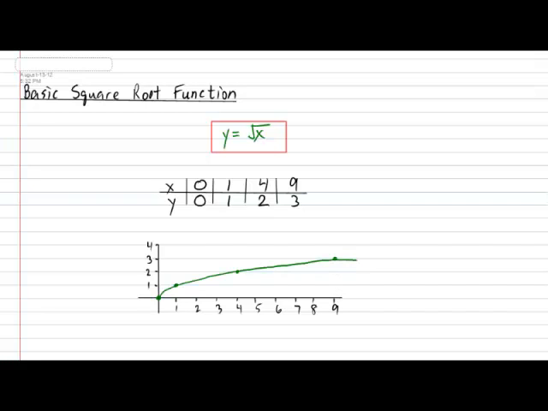And then finally, if you can take a moment to connect all those coordinates with a nice, decent curve, you'll see that it kind of looks like half of a parabola, but on its side. Hopefully you can do a better job than I can of drawing this graph. And that's all there is, ladies and gentlemen, to how the graph of a basic square root function looks like.